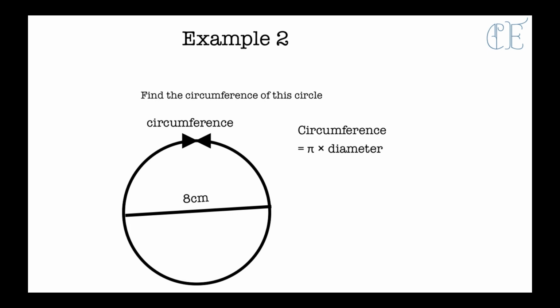Okay, and one more example then before we finish off. So again, to find the perimeter, so the outside, or we call it the circumference, we must do pi times diameter. Pi times diameter, so in this case, pi on your calculator times by 8. Pi times 8 is 25.14 centimetres to 2 decimal places.